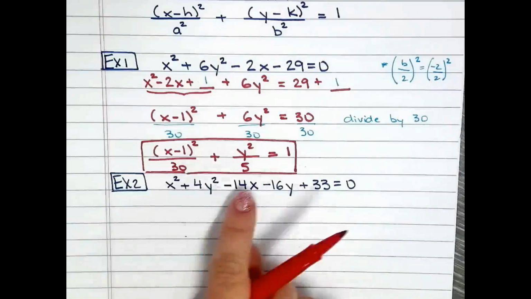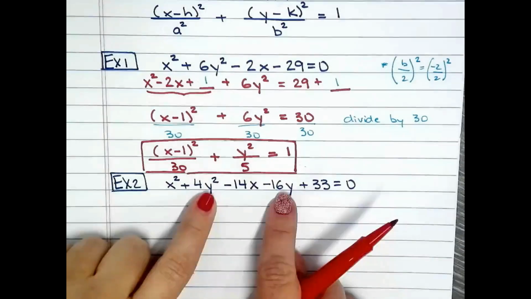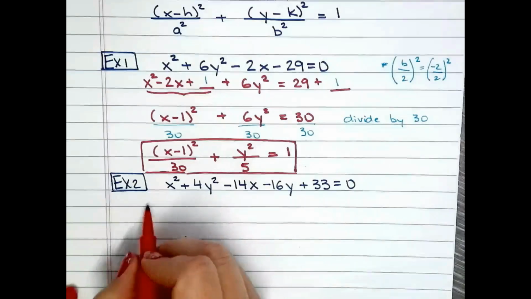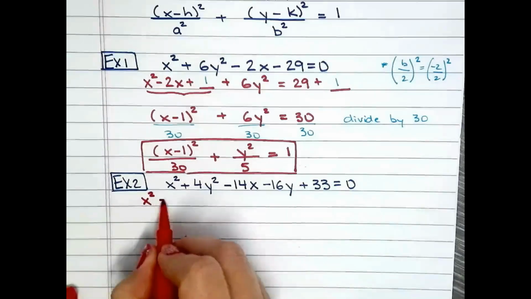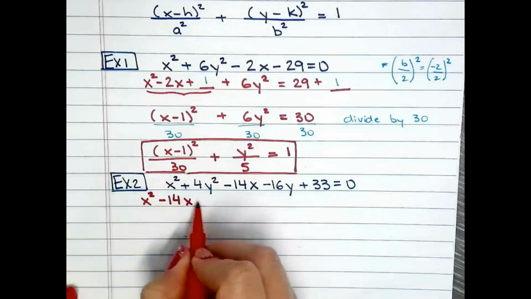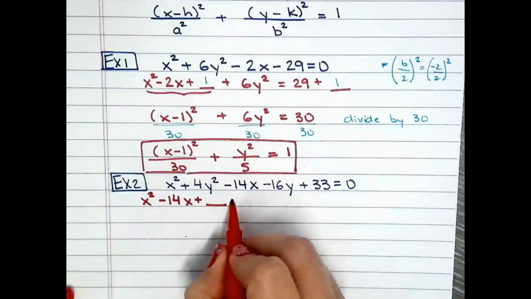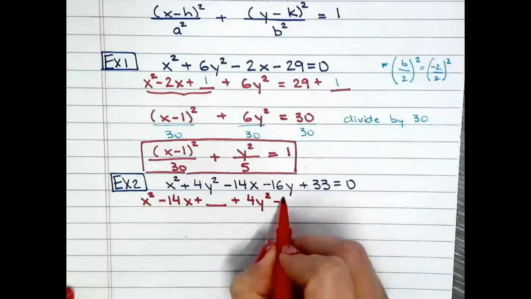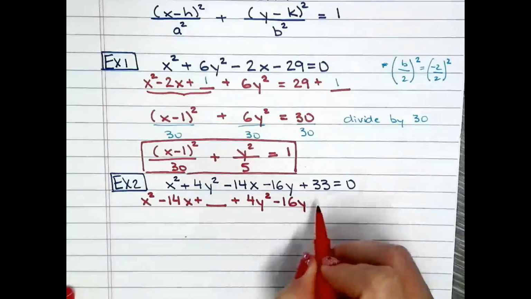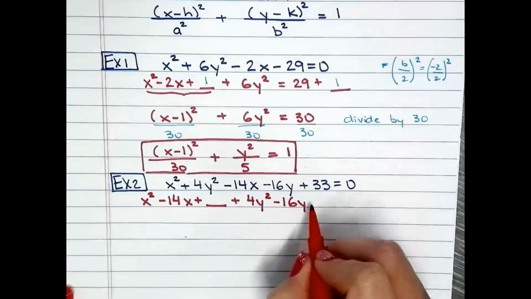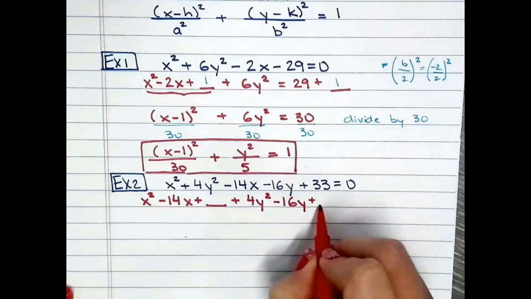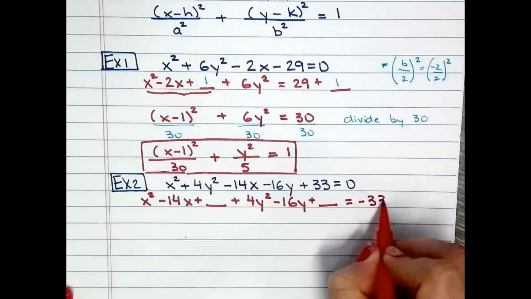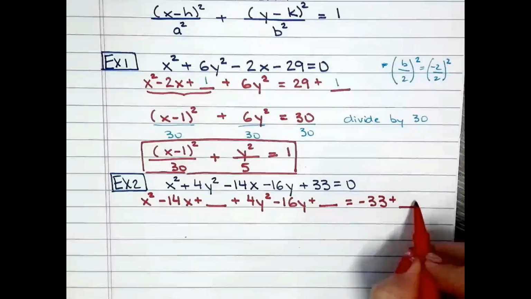Okay, so we will put x with x, y with y, and the constant will have to go to the other side. So x squared minus 14x plus, complete the square, plus 4y squared minus 16y plus, complete the square, equals -33. So I have to complete the square right here.